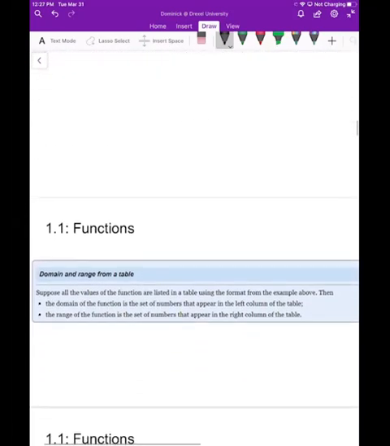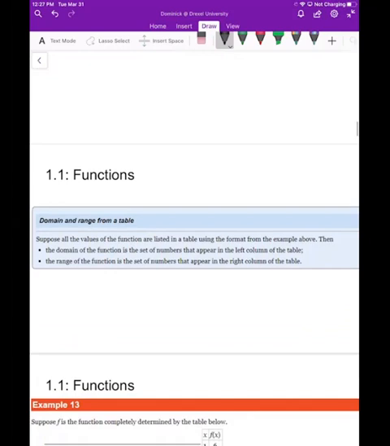This is just what I explained here: if you're looking at a table, the domain of the function is everything in the left column, or the x column, and your range is everything in the right column, which of course is your f of x column, or your y column.